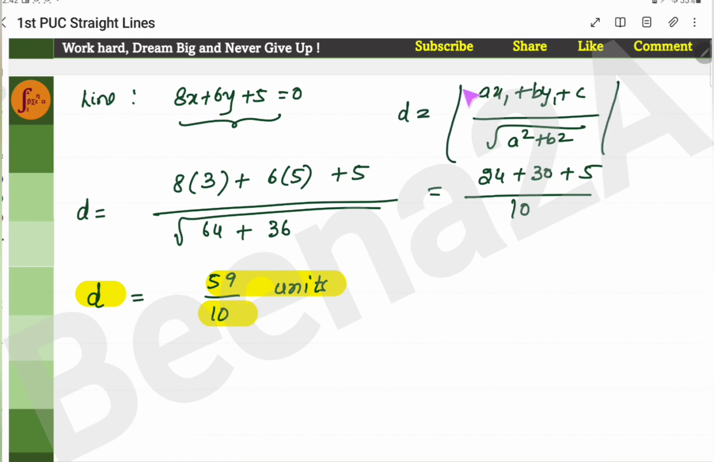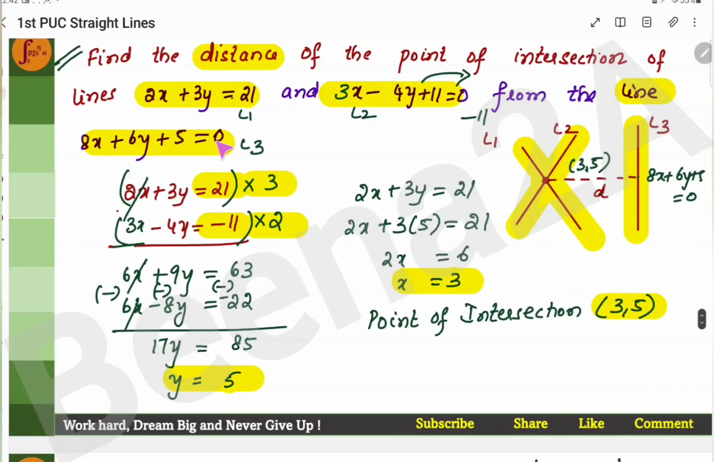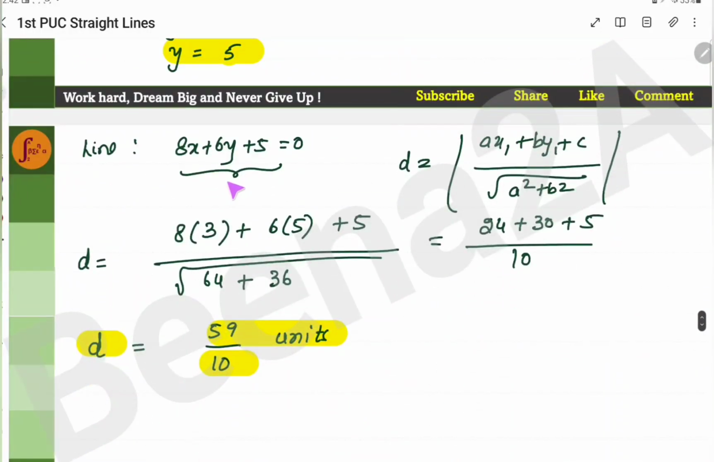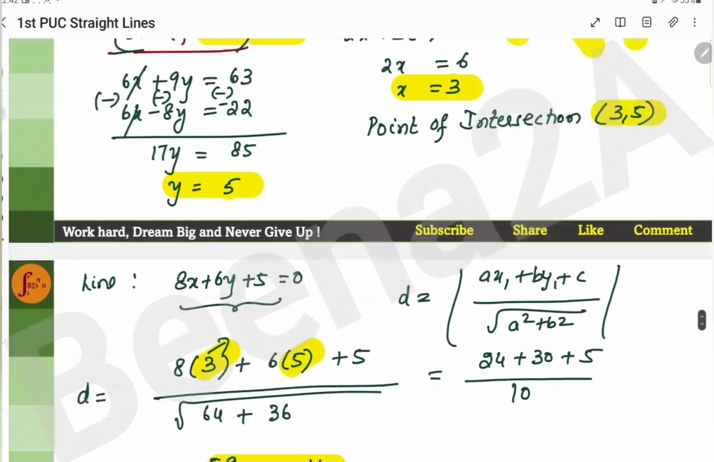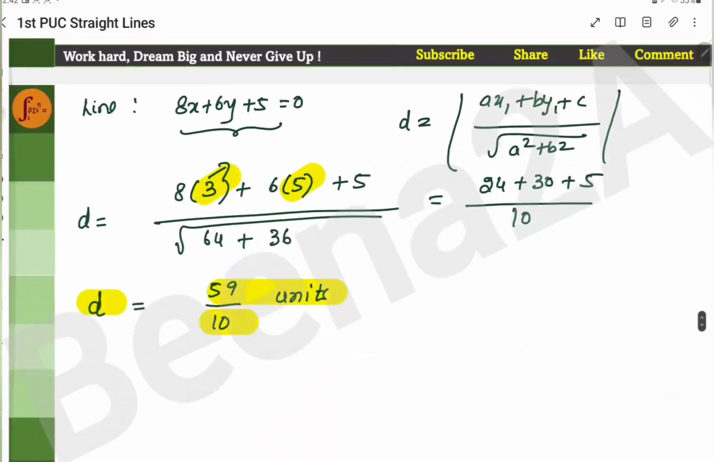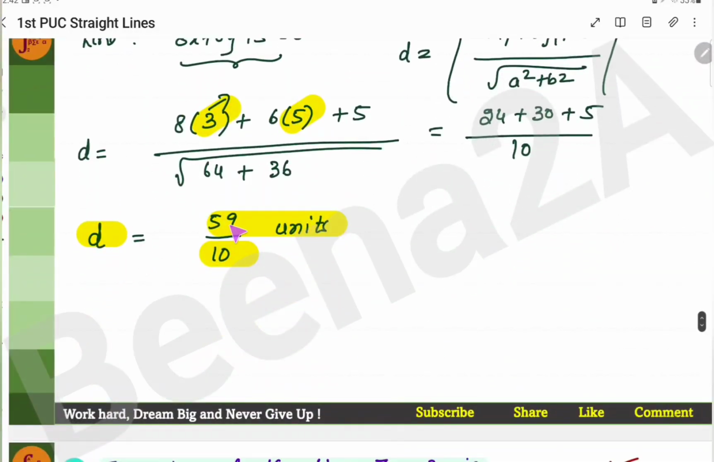So now you'll use the distance formula. What is the line? This is the line, right? This one, this third line, 8x plus 6y plus 5. Use this line, put the point of intersection here. We had got 3 and 5. This one, 3 and 5. And then you'll get the distance. Distance is nothing but 59 by 10 units. Don't forget to put the units here.